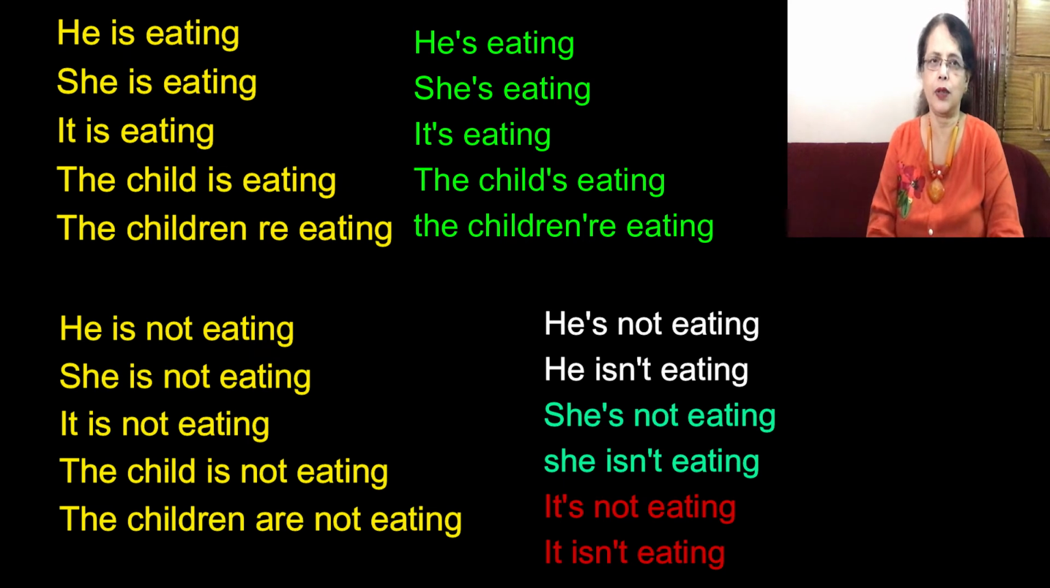He is eating. Short form will be he's eating. Negative sentence will be he is not eating. Contracted form will be he's not eating or he isn't eating. Repeat after me, it'll be a practice for you. She is eating, short form, she's eating. She is not eating, she's not eating, she isn't eating. Next sentence, it is eating. Short form, it's eating. It is not eating. It's not eating. It isn't eating. So these are the short forms.